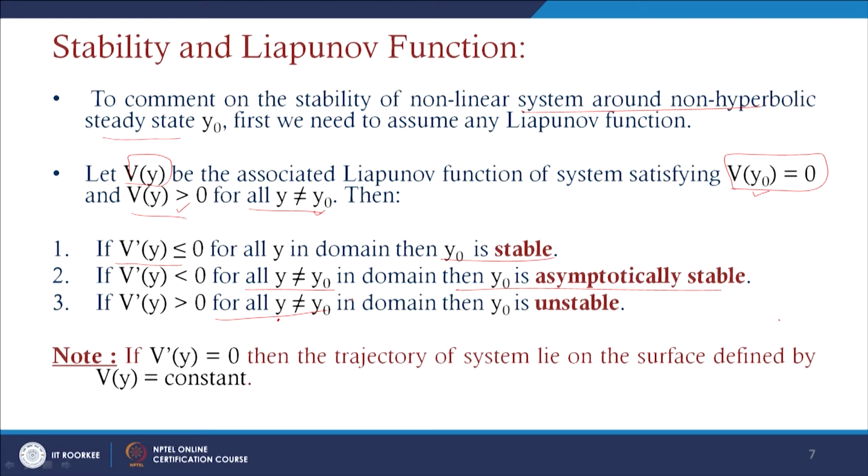And if the remaining condition is that V'(y) equals 0 only, then the trajectory of the system lies on the surface V(y) equals constant, since it will just roam around that level set only. So, for this we have assumed a function, and that is the example we have considered here.